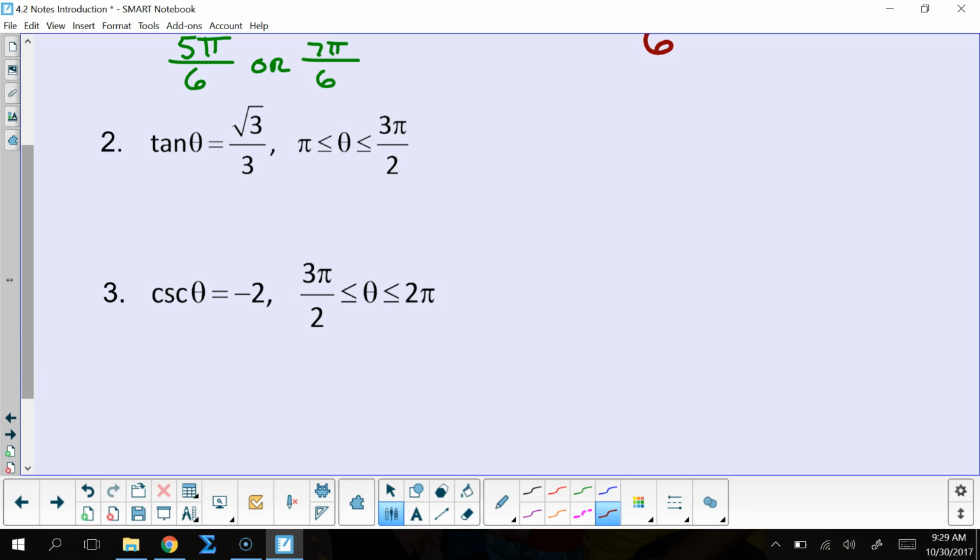So, what do we come up with? Tangent is equal to the square root of 3 over 3. Okay? Tangent is equal to the square root of 3 over 3. So where's that going to happen? Where's one where it'll happen? At pi over 6? Yes?